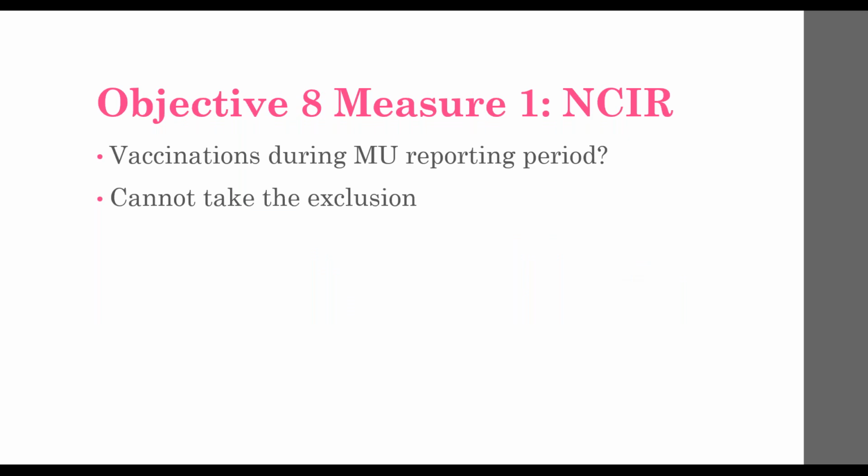Finally, the only time an EP should claim an exclusion for the NCIR measure, which is Objective 8, Measure 1, is if you have not administered any vaccinations during your MU reporting period. If you have administered vaccinations during your MU reporting period, you may not claim an exclusion, and you must be in active engagement with the North Carolina Immunization Registry, NCIR, to meet Objective 8, Measure 1. You will receive a warning message if you claim an exclusion, but I just wanted to bring your attention to that before you begin preparing for attestation.